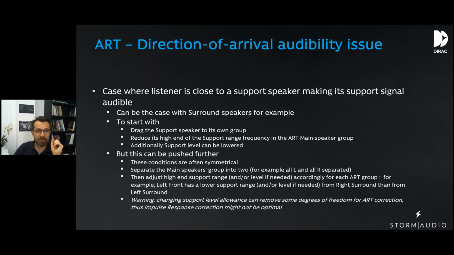Again, I will repeat myself several times here. Playing around with the support range is one thing, but more importantly, with the support level, you are definitely removing degrees of freedom for ART to perform as it should in terms of having a perfect impulse response control. All right.